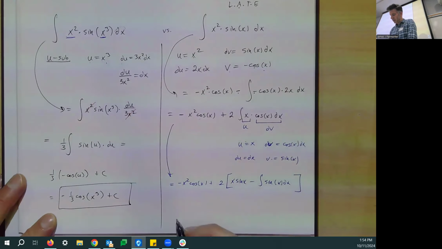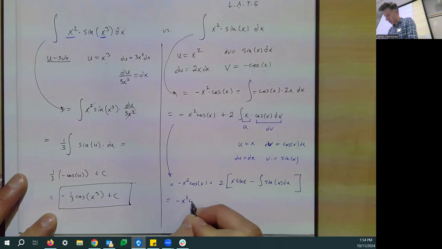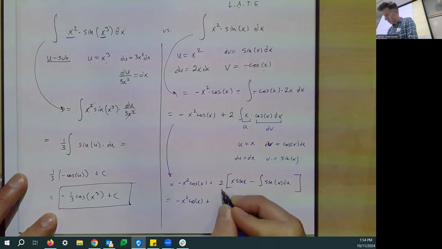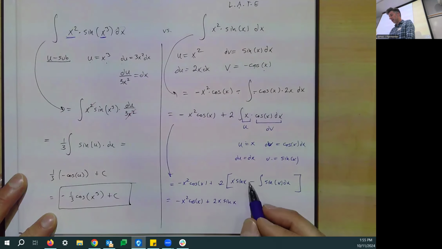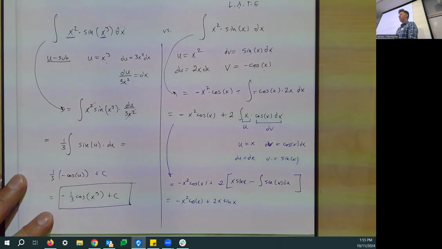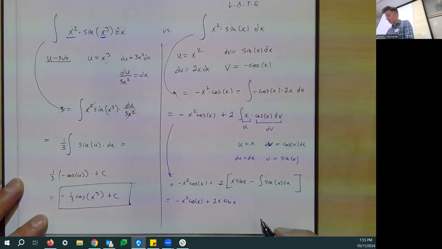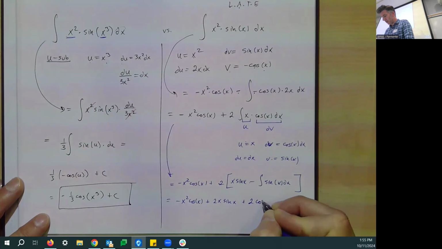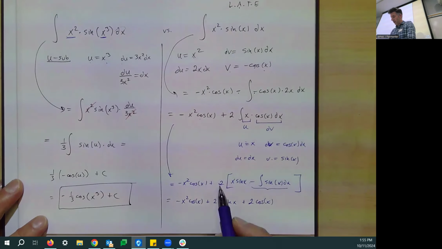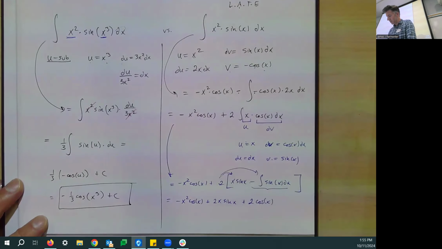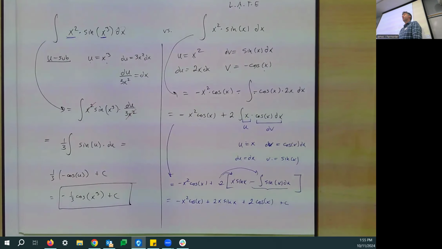So let's simplify this a bit. We're going to get negative x squared cosine of x plus 2 times x times sine x plus 2 times negative the integral of sine of x. But the negative integral of sine of x is cosine of x. So we get 2 cosine of x. That's going to be cosine of x, and then we're multiplying it by this 2. It gets distributed to each of those things. Terrible.